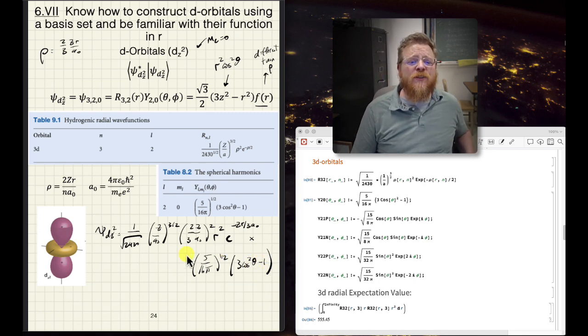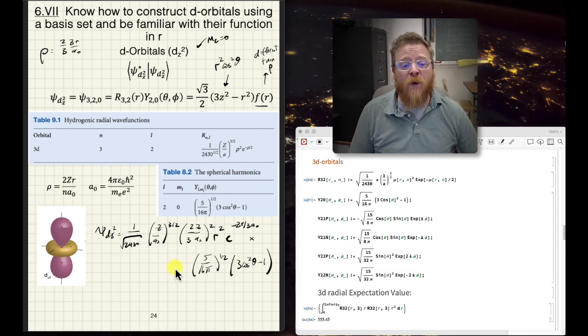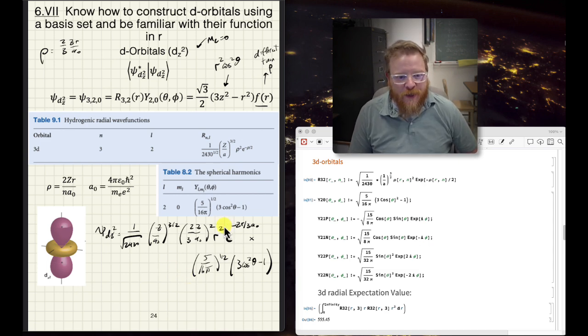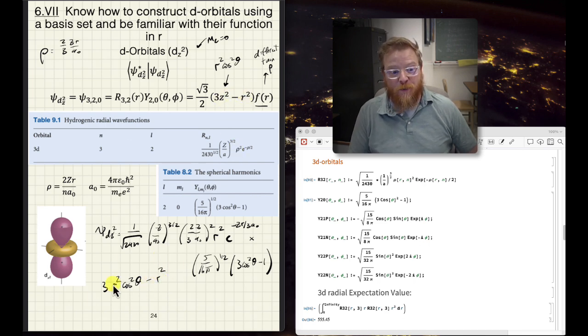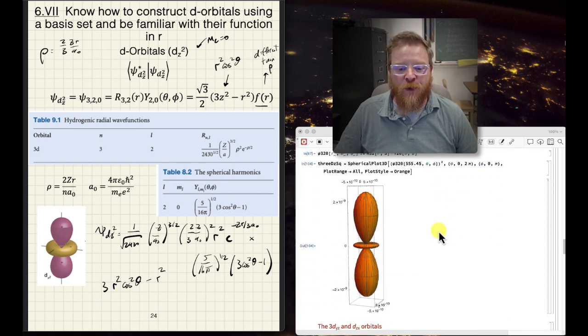So I'm not going to go through this trying to simplify this algebraically, but what I do want to point out here is you'll notice that when we distribute this cosine squared minus 1, we're going to end up with a 3 r squared cosine squared theta, right? Which is exactly what we got right there. And then, of course, that will be minus 1, so minus that r squared. So that's where the 3z squared minus r squared comes from, right? R squared cosine squared of theta will just become z squared. Beautiful.